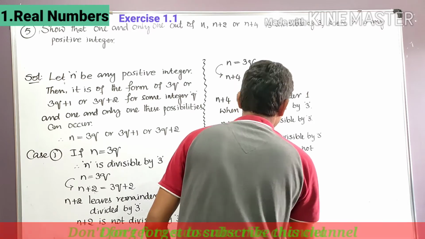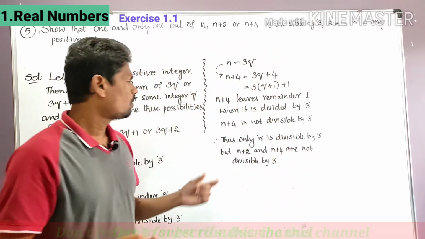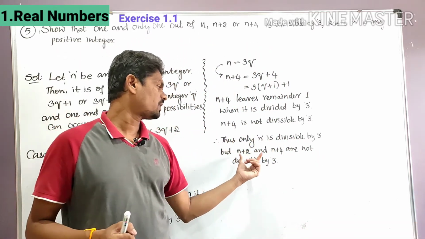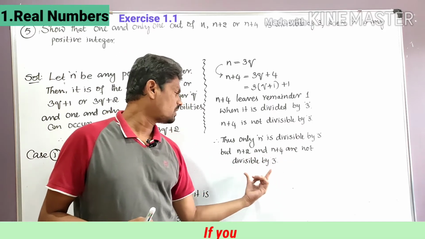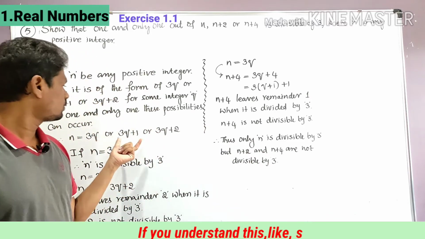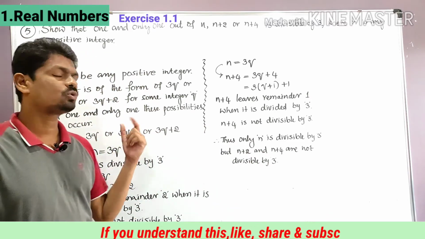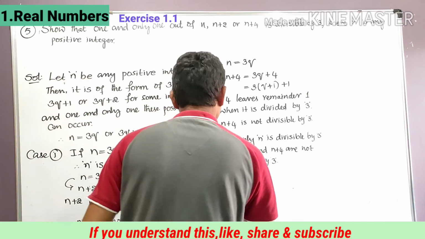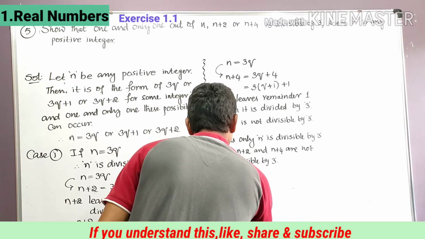So student, this is the first case. Only n is divisible by 3, but n plus 2 and n plus 4 are not divisible by 3, if n is equal to 3q. So again we have to take n is equal to 3q plus 1, student, in the second case. So we have the second case, case 2.